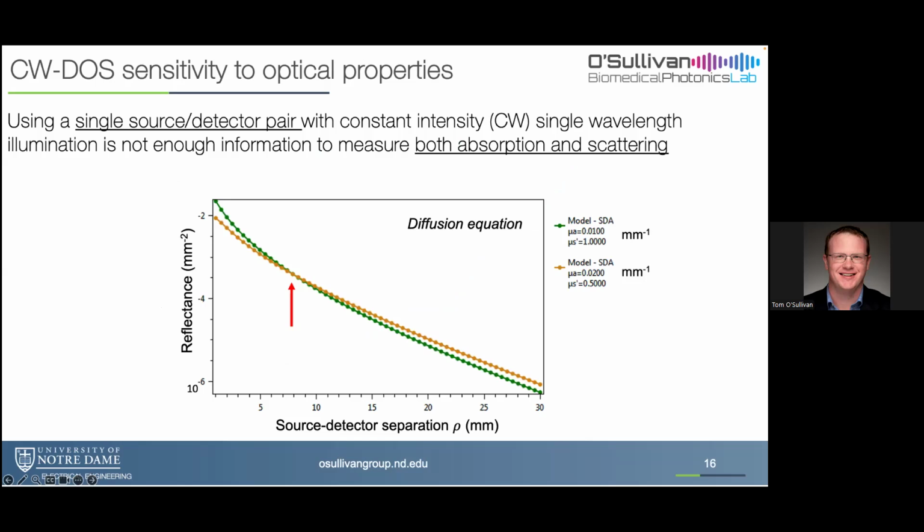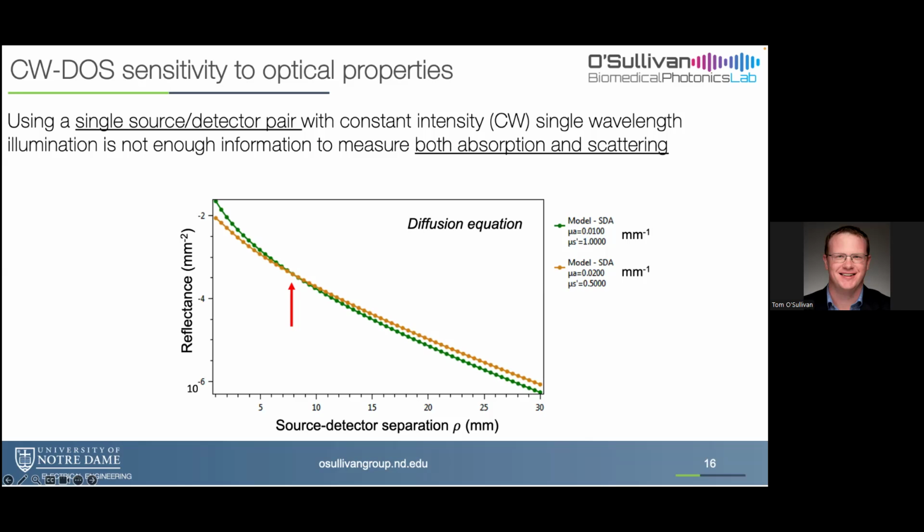And I just love showing this because if I took a CW measurement, I just measured reflectance, and I used a single source detector separation and plotted what that expected reflectance is for different pairs of optical properties, it doesn't get any more clear than this. If you had a different set of optical properties, in one, the absorption is twice as high as this, but the scattering is half of it, right? If you measure at this source detector separation, you're going to get the same reflectance, right? Doesn't get any more obvious. You cannot separate the effects of absorption and scattering.